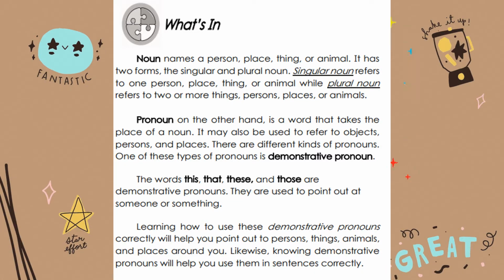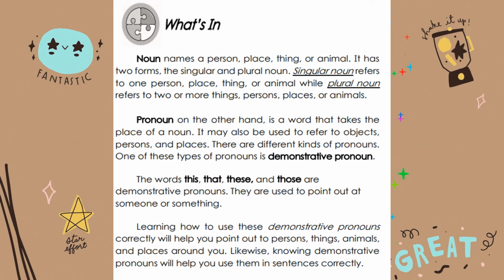For what's in, noun names a person, place, thing, or animal. It has two forms, the singular and plural noun. Singular noun refers to one person, one place, one thing, or one animal, while plural noun refers to two or more things, persons, places, or animals.